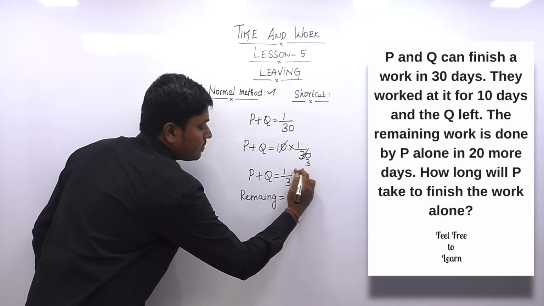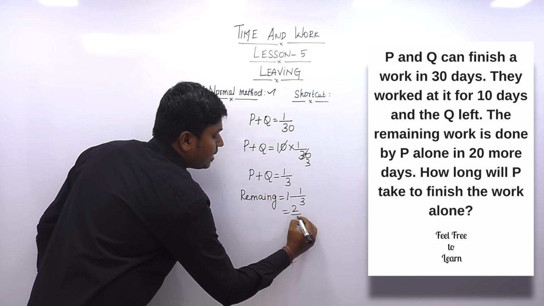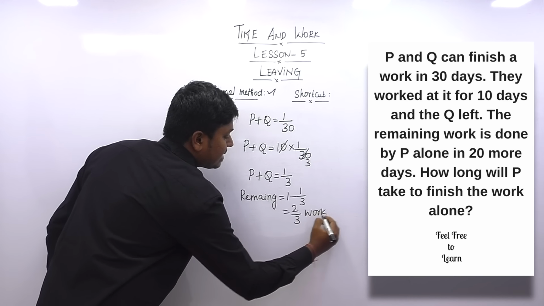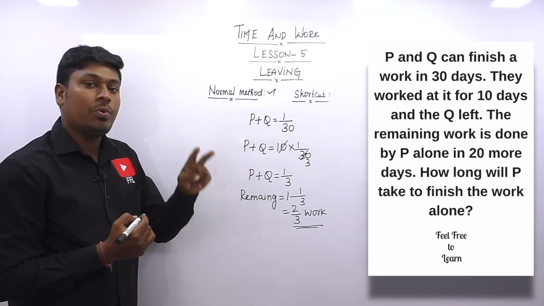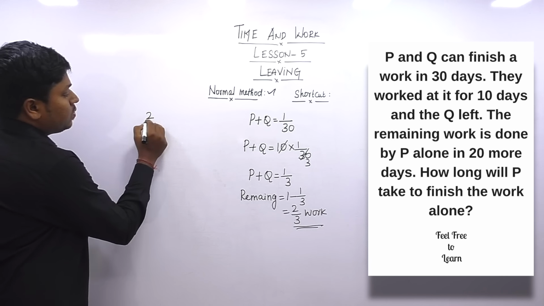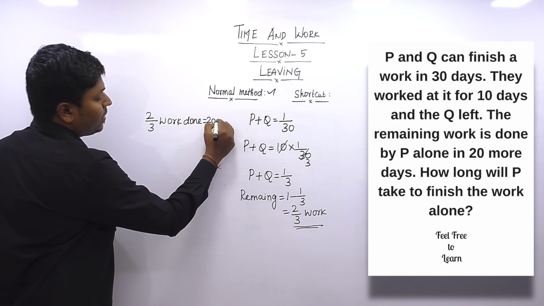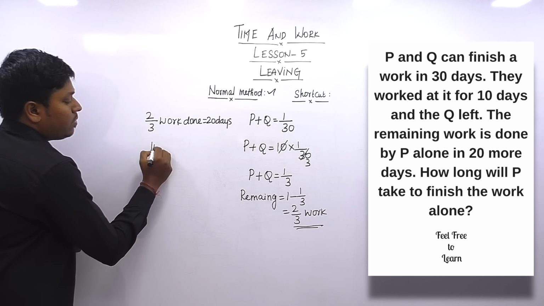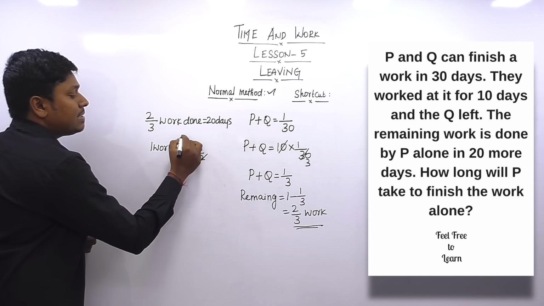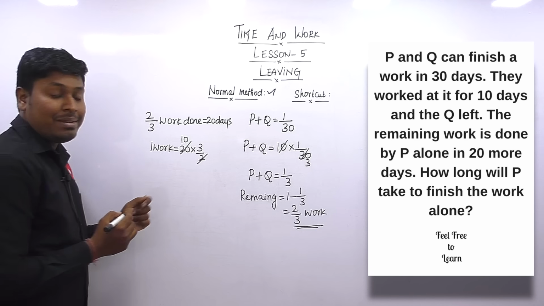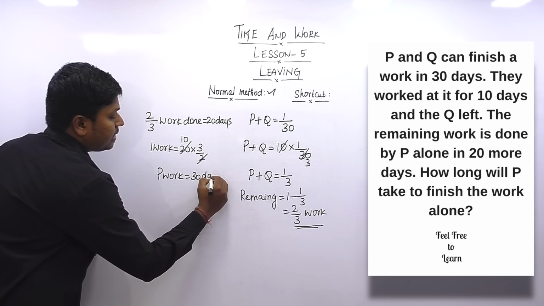That is 1 minus, for the first 10 days they have worked 1 by 3rd. So we can say that 3 minus 1 will be 2 by 3. So 2 by 3 work is remaining. And this remaining 2 by 3 work has been done by P alone in 20 more days. So we can say that this 2 by 3rd work was done by P in how many days? They have told 20 days. So the one whole work that can be done by P alone is 20 into 3 by 2. So when you cancel, this becomes 10 into 3, which is 30. So we can say that P alone can complete a piece of job in 30 days.